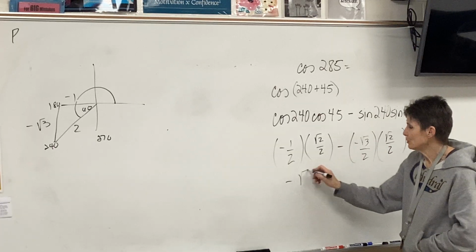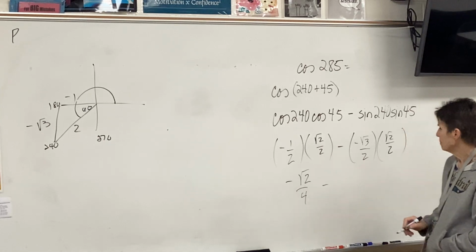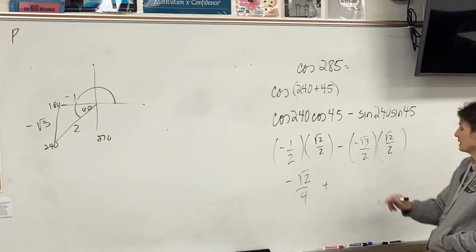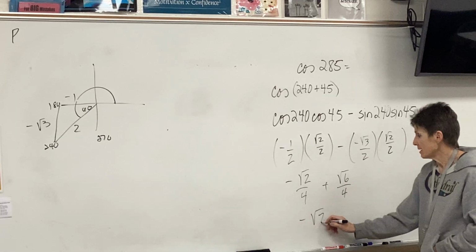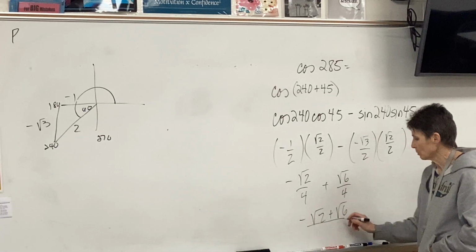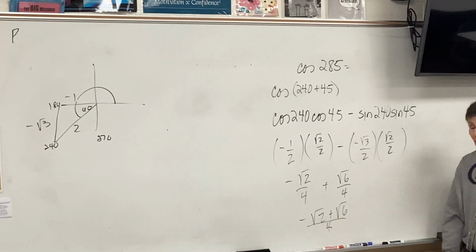So I have negative root 2 over 4 minus plus negative negative plus root 6 over 4. And there is my answer. That's what I will write down. Make it one fraction, put it all over 4.